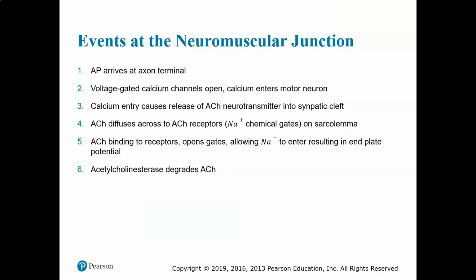Okay, so here's specifically the events at the neuromuscular junction listed for you. AP stands for action potential. That action potential arrives at the axon terminal. And that action potential triggers voltage-gated calcium channels to open. The calcium ions enter the motor neuron. The calcium entry, remember, this is the nerve. This is at the axon terminal, okay? At the axon terminal of the neuron.